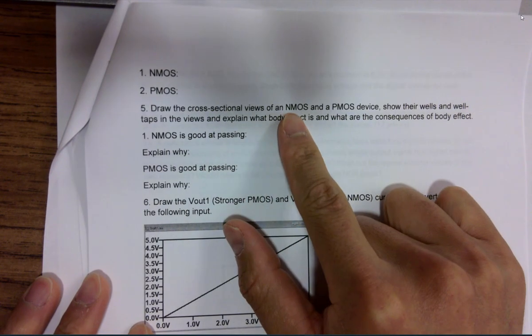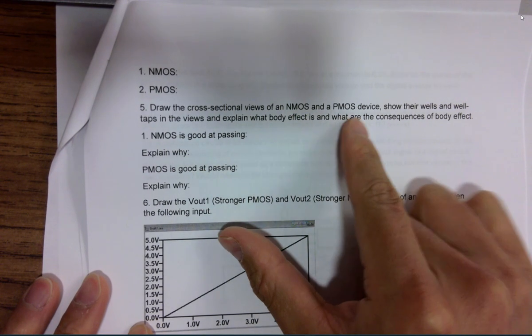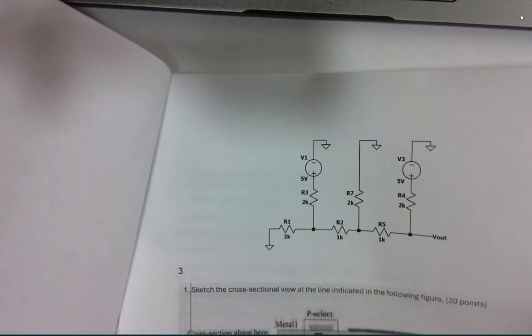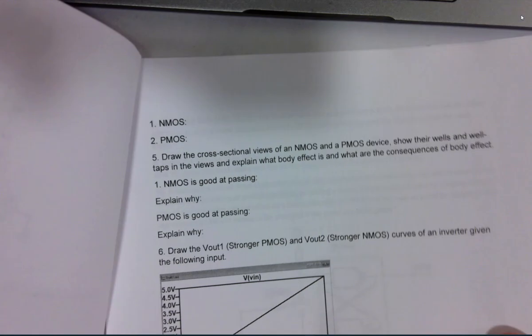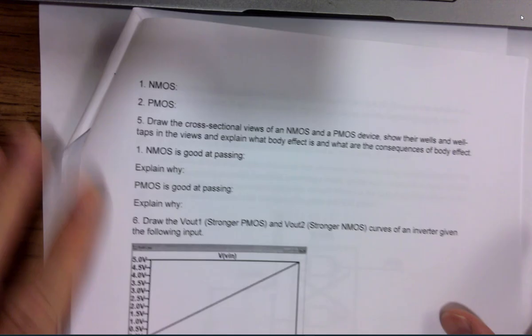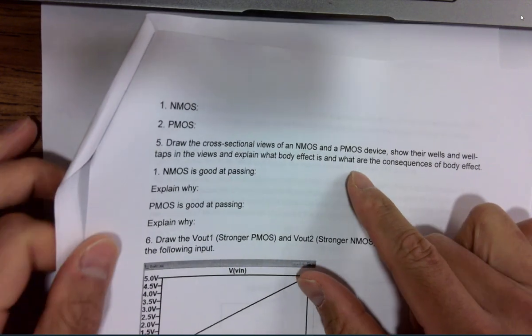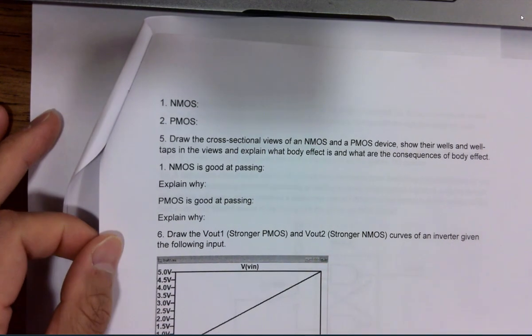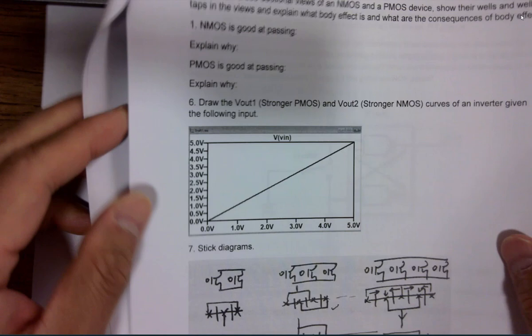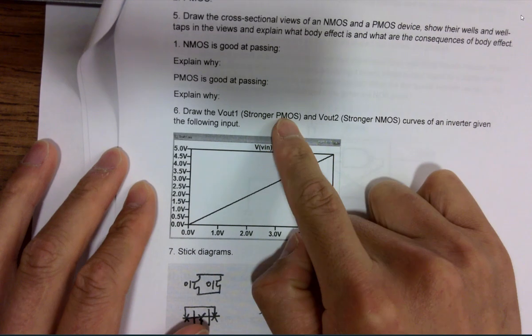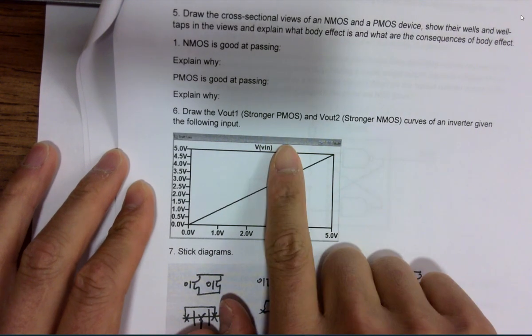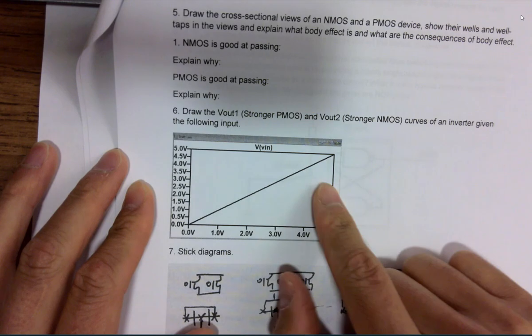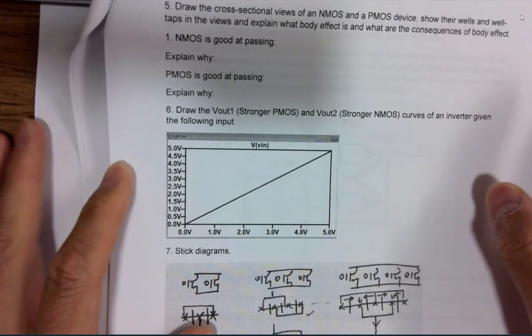And the transistor device cross-sectional view, because all the other ones focus mainly on the other layers, but for the transistor itself, if there's a well tap, could you still draw that cross-sectional view and explain what body effect is? Things like that. And inverters: a stronger PMOS or stronger NMOS will shift your switching point in a certain direction. You should be able to figure that out as well.